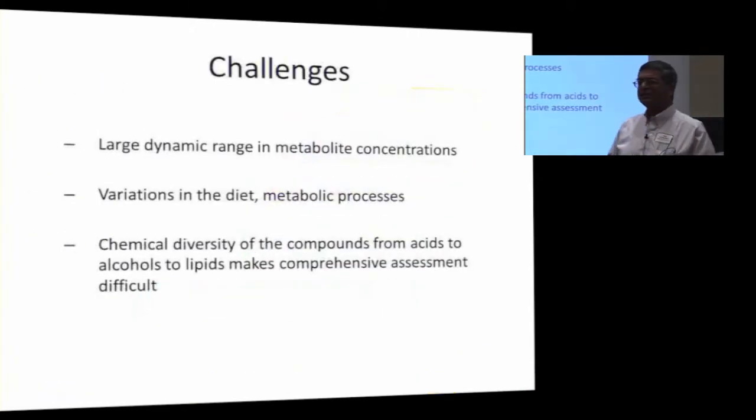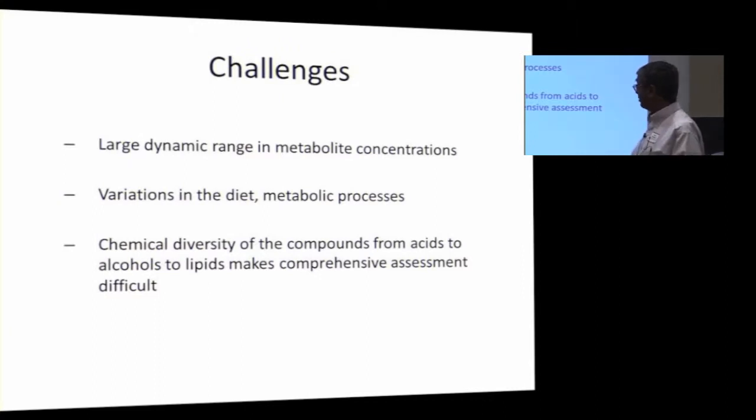So what are the challenges of metabolomic analysis? It's a large dynamic variation in terms of the concentrations. You have roughly 8 to 10 log-fold differences between the most abundant and the least abundant. This is technically challenging just based on the fact that you have these large variations.